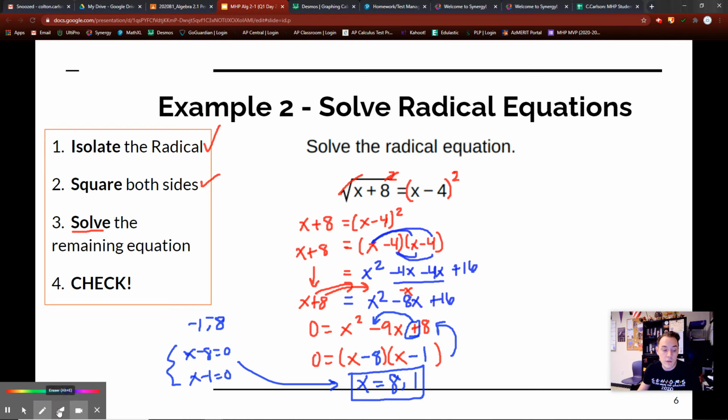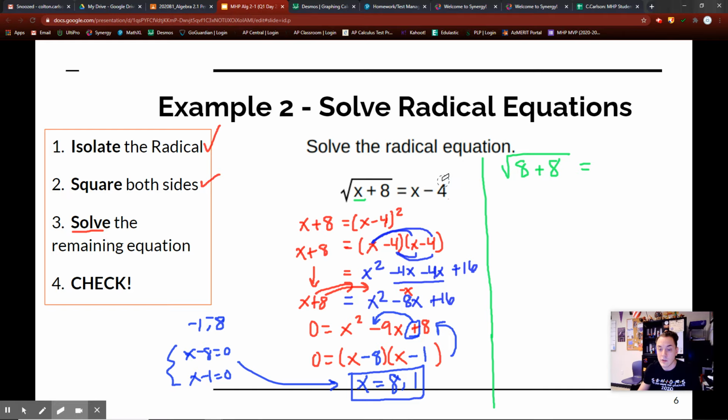Now remember, I don't know if those are my actual answers, so we do need to check. So let's check it out. I'm going to plug in 8 first. Let's see if it actually works. So radical 8 plus 8, plugging 8 for x here and 8 for x there. This equals, now remember, they didn't have any of the squared part here, so it's just that. I should have each side equal to each other. So 8 minus 4. So this is going to be radical 16 equals 4. Radical 16 is 4, and 4, this checks out. So that means 8 is one of my answers.